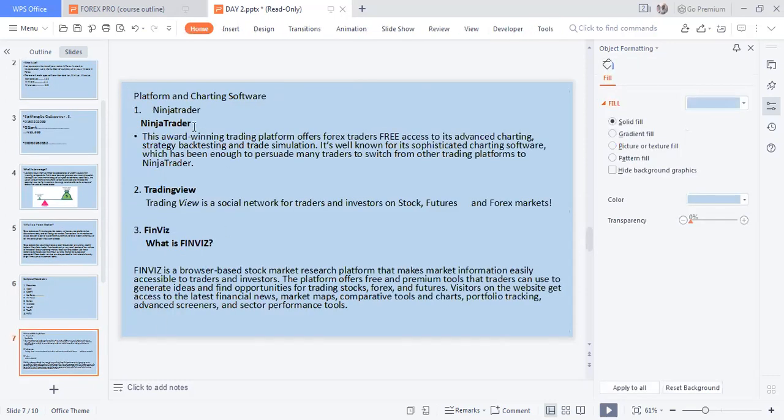Now, we have platforms and charting software. There are several types of platforms and charting software. We have NinjaTrader, we have TradingView, then we have Finviz, then we have a lot of them.